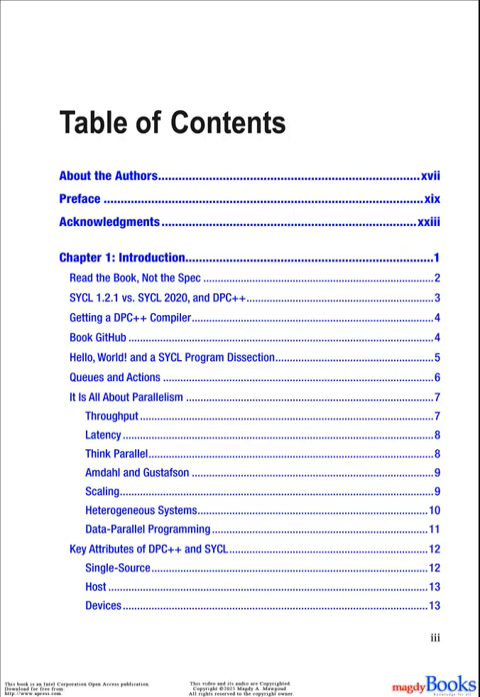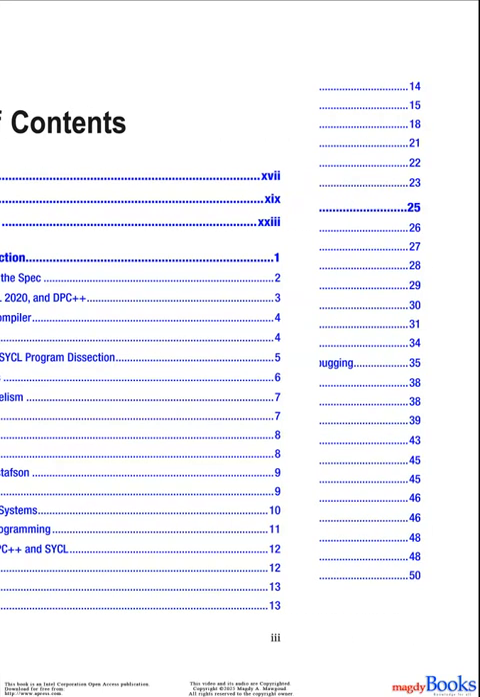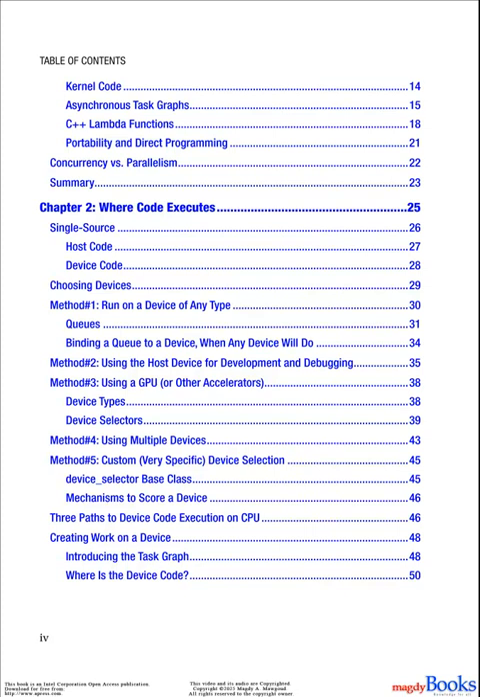Key attributes of DPC++ and SYCL: single source. Host, devices. Kernel code, asynchronous task graphs, C++ lambda functions. Portability and direct programming. Concurrency versus parallelism.